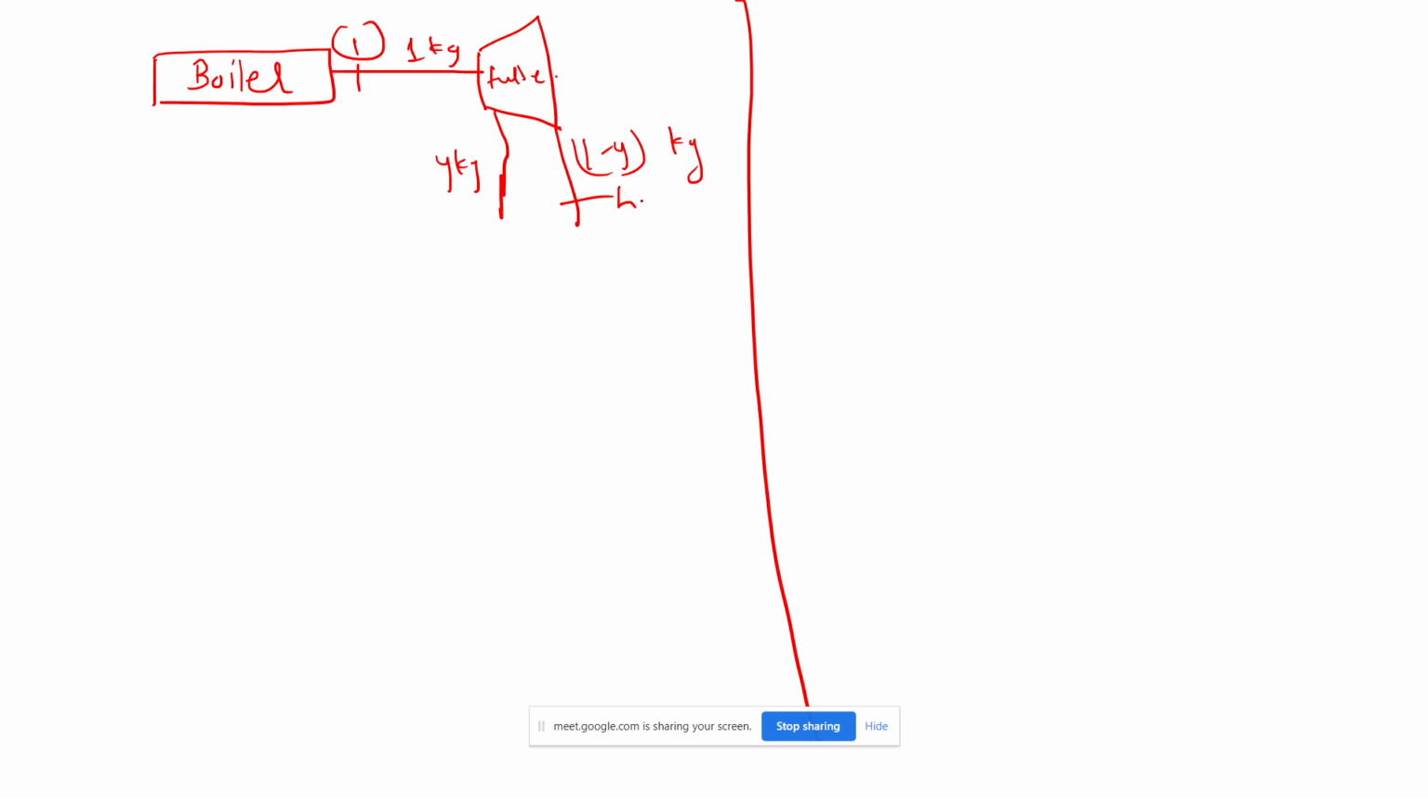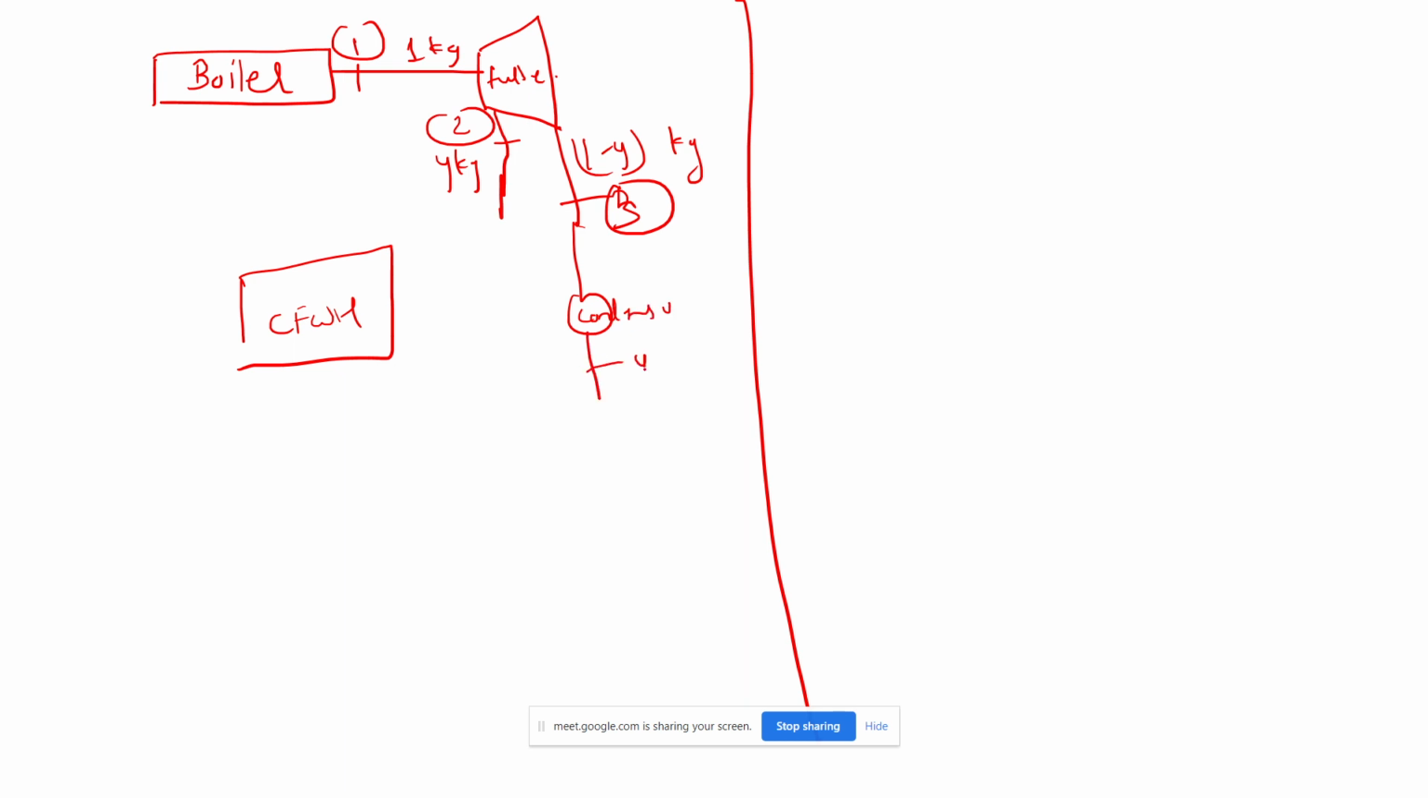It will be condition 3. This is condition 2. Now these both are closed feed water heaters. Here it will go into the condenser, and then the condition will be 4. And now after pump 1, the condition will be 5. It will be 1 minus y kg only.